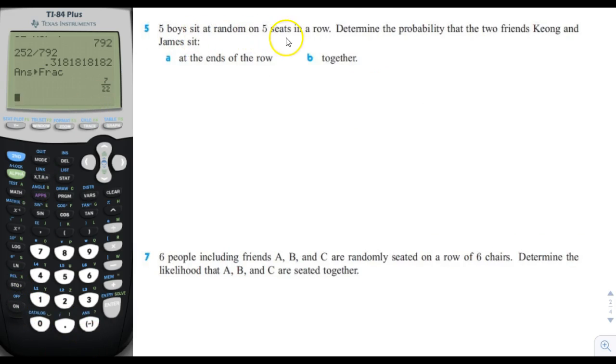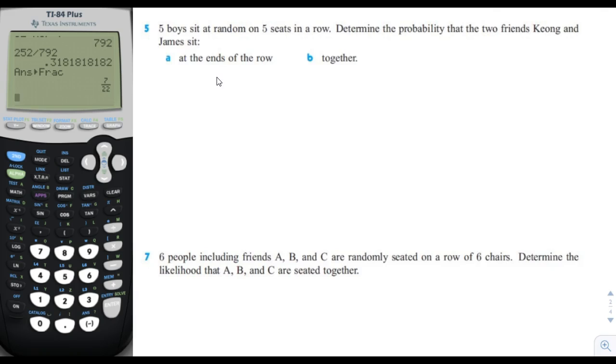Five boys sit at random on 5 seats in a row. Determine the probability that 2 friends, Keong and James, sit at the ends of the row and together. So 5 boys sit at random in 5 seats in a row. Okay, so in this case, order does matter, right? And basically we have 5 boys and we're choosing them to sit in 5 seats.